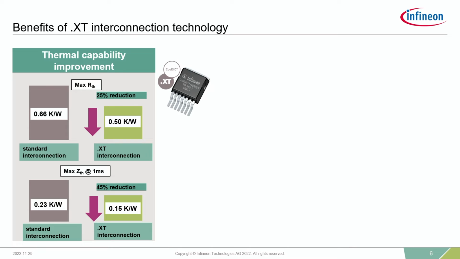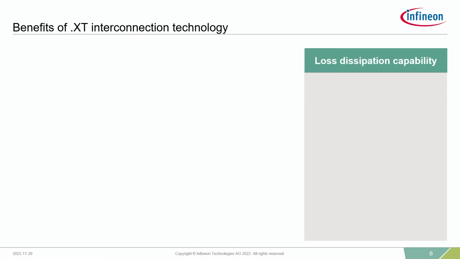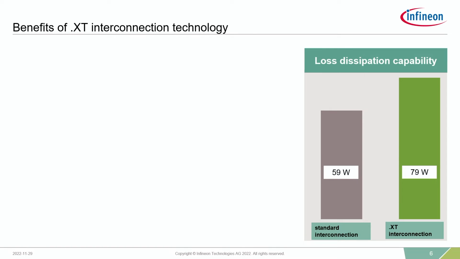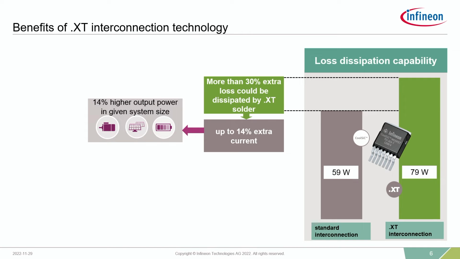Let's consider an example. For instance, with a 1200 volt, 30 milliohm CoolSiC MOSFET, the loss dissipation will be almost 35% less compared to the standard interconnection, as shown here. That means we can dissipate more than 30% extra losses through this .XT interconnection technology. What does that mean in detail? It means 14% extra current could be supported. That means higher output power in the same system size.